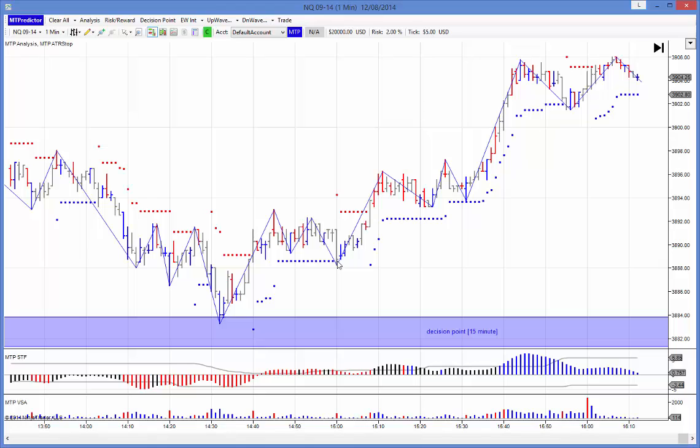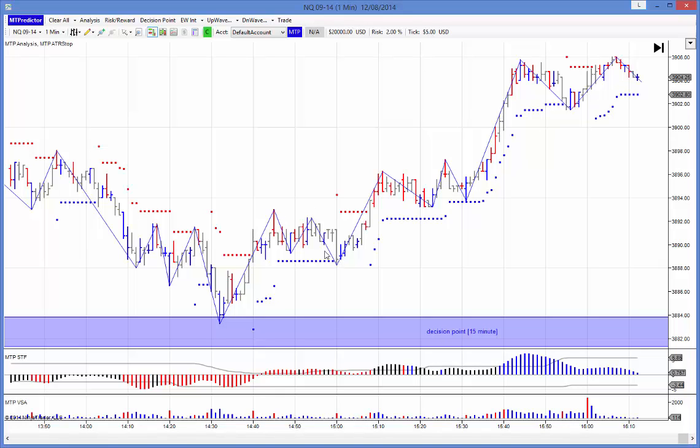So this is why I'm doing this video, partly to show you how you can use the more advanced tools in the MTPredictor software, and one of these tools is the Elliott Wave tool. So here we have a major low on a higher time frame chart. Here we have the initial rally.